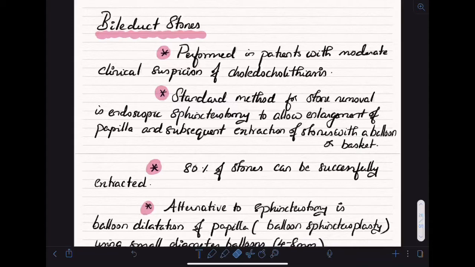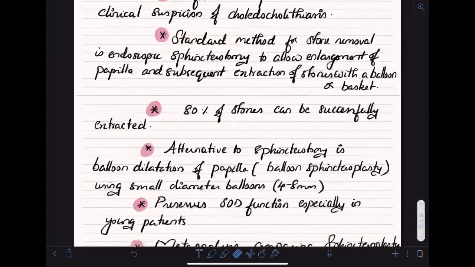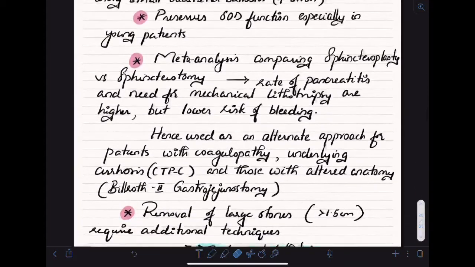An alternative to sphincterotomy is balloon dilatation of the papilla, known as balloon sphincteroplasty, using a small diameter balloon of 4 to 8 mm. Previous sphincter of Oddi dysfunction, especially in young patients. In a meta-analysis comparing sphincteroplasty versus sphincterotomy, the rate of pancreatitis and need for mechanical lithotripsy are higher, but there is a lower risk of bleeding. Hence, it is used as an alternate approach for patients with coagulopathy, underlying cirrhosis, that is CTP-C, and those with altered anatomy, Billroth 2 gastrojejunostomy. The removal of large stones, that is more than 1.5 cm, requires additional techniques.